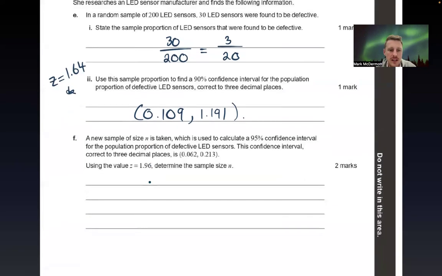A new sample size N is taken, which is used to calculate a 95% confidence interval for the population proportion of defective LED sensors. This confidence interval, corrected to 3 decimal places, is 0.062 and 0.213. Using the value z equals 1.96, determine the sample size N.